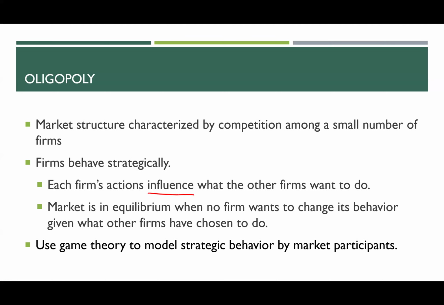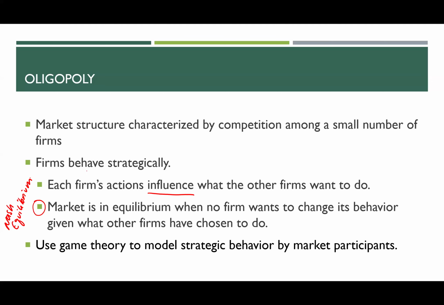That means that our notion of equilibrium needs to adjust, right? We're still considering profit maximization in the long run for these firms, but now we're going to introduce this concept of Nash equilibrium. It's coming from game theory. And for Nash equilibrium, we're saying that equilibrium will be defined by this state where no firm wants to change their behavior given what other firms have chosen to do.